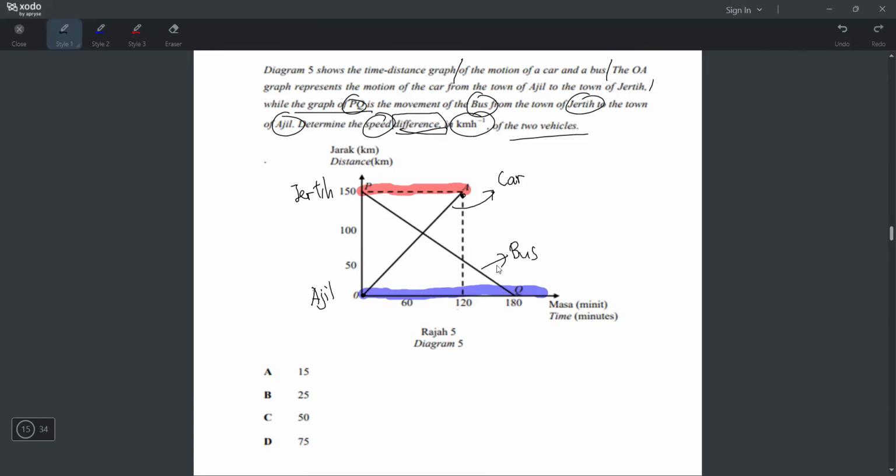But the question is how to find the speed of car. How to find the speed? Okay, the formula for speed is distance over time, right? And look at your y-axis and your x-axis. This is distance time, right? Okay, but there is a problem here. They want to find speed difference in kilometer per hour. If you look at your axis, this is in kilometer, but this is in minute. So you should change to hours. And I will just change everything to hours. How to change? Divide 60, divide 60, divide 60. So you get 1, divide 60, you get 2, so you get 3.